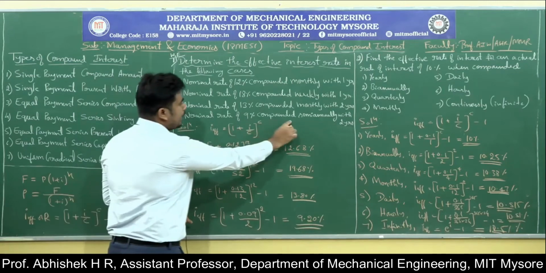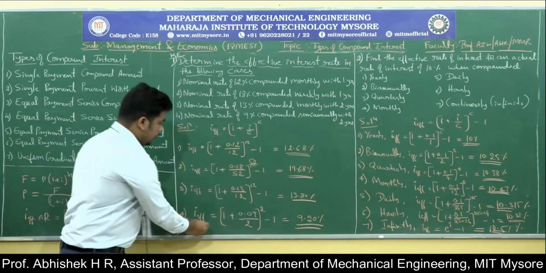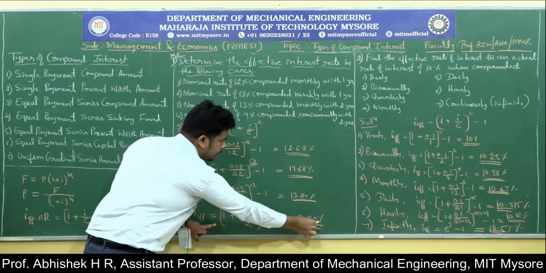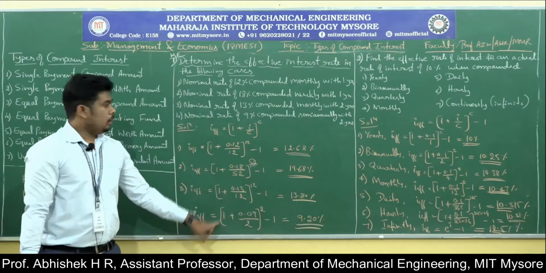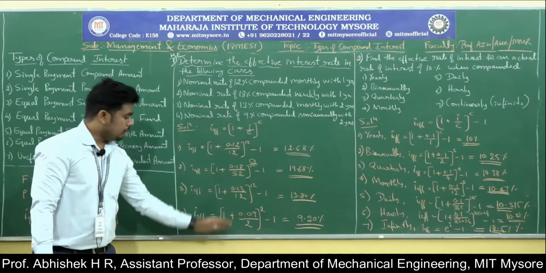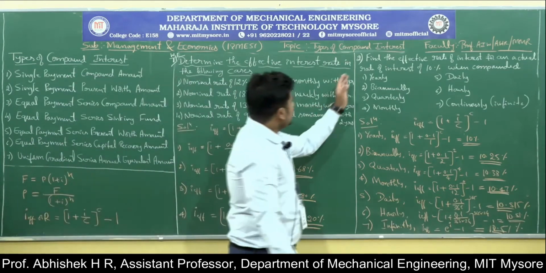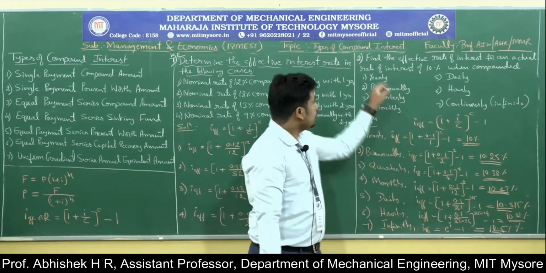Next, nominal rate of 9% compounded semi-annually means 2 times in a year. So it will become 9.20%. The formula is important. If you know the formula, you can calculate the effective rate of interest. So in the similar fashion, we have one more problem.